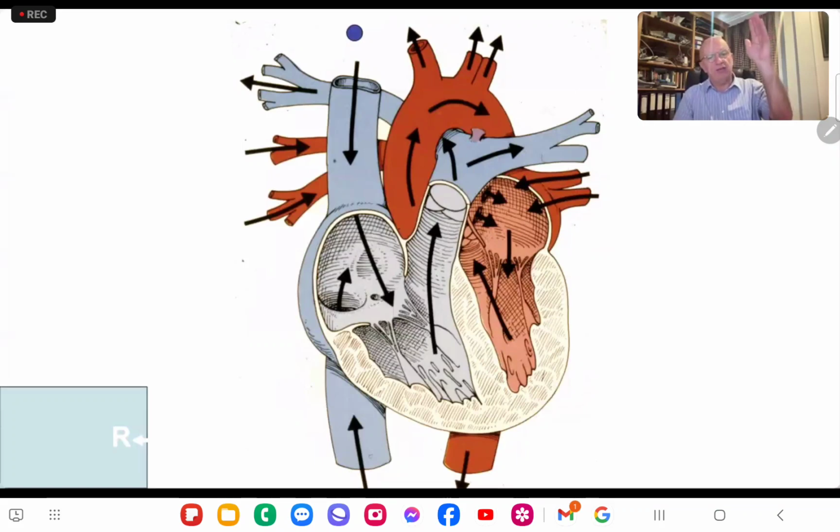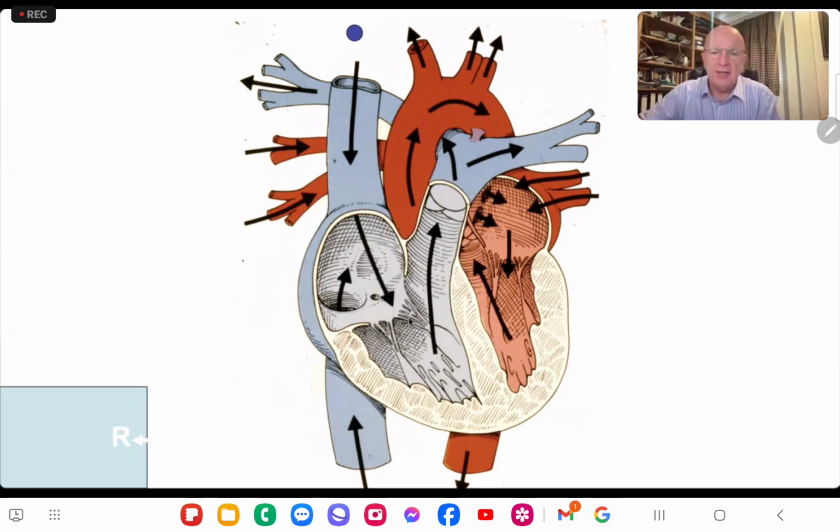That's called the eustachian valve. And that means that blood which flows up the IVC hits the eustachian valve and is pushed over towards the interatrial septum. And you can see the shadow on the interatrial septum of the fossa ovalis, where there'd be a secundum ASD if there was one.